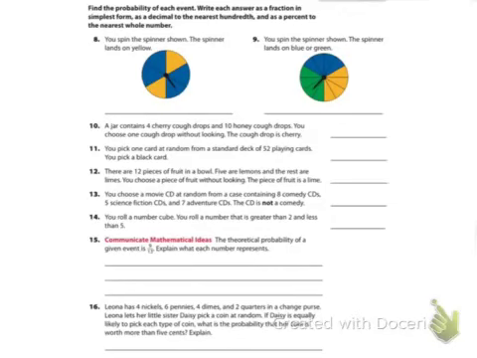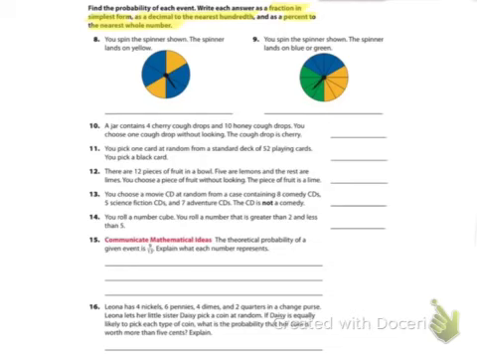All right, theoretical probability practice 2. Find the probability of each event. Write each answer as a fraction in simplest form. They want it as a decimal to the nearest hundredth and as a percent to the nearest whole number. So let's look at number 8.